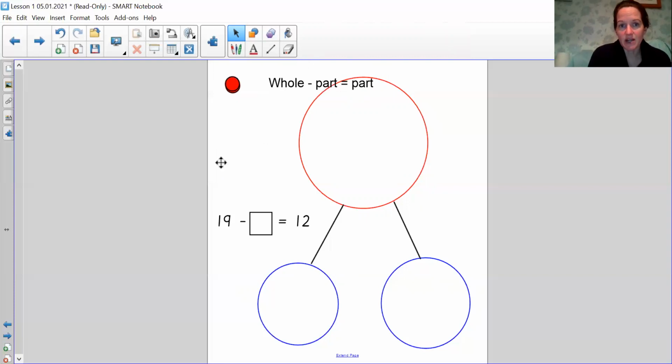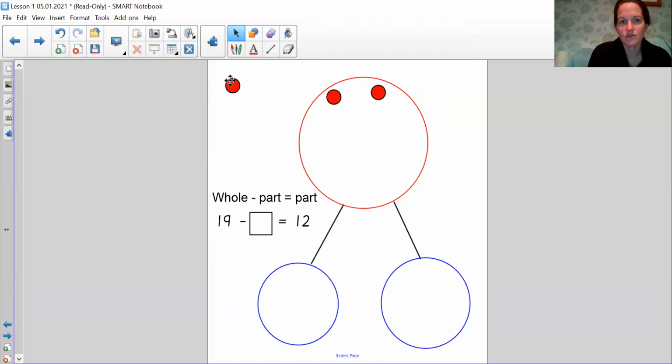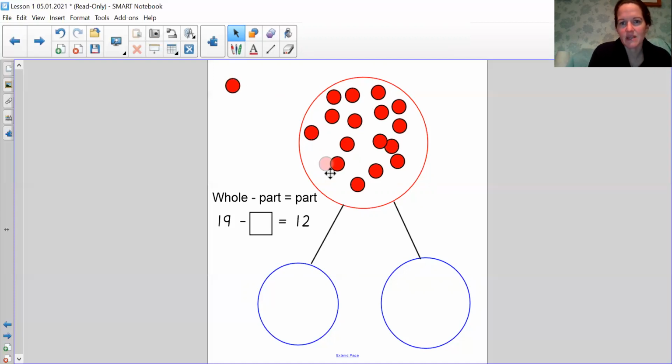So if I look up here, I know that my whole needs to be 19. So very quickly, let's put 19 counters and count with me. 1, 2, 3, 4, 5, 6, 7. What comes after 7? Well done. 8, 9, 10, 11, 12, 13, 14, 15. What comes after 15? 16, 17, 18, 19. Well done. So I've got 19 in my whole.